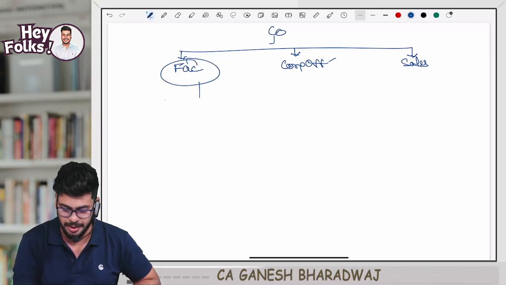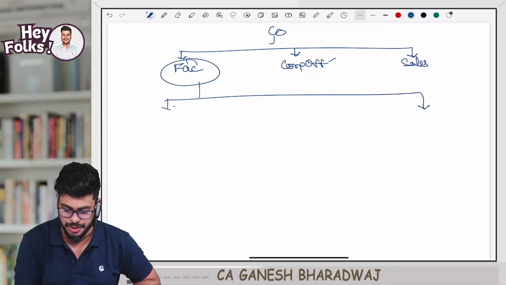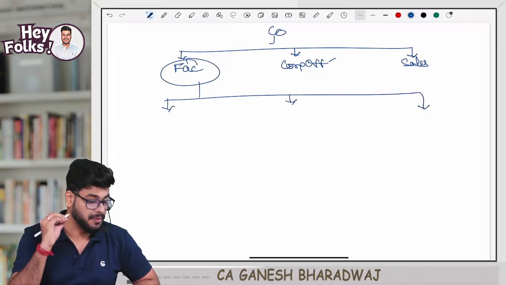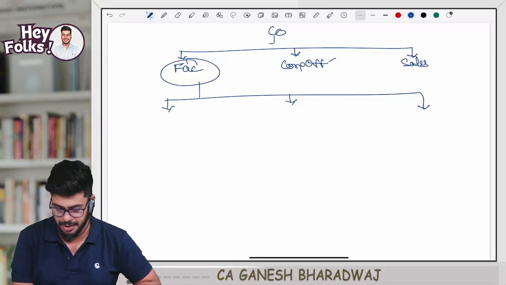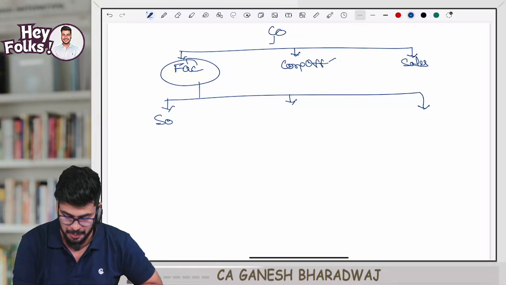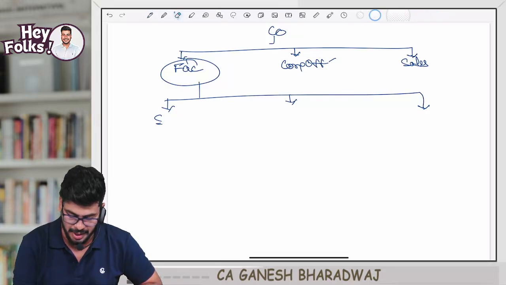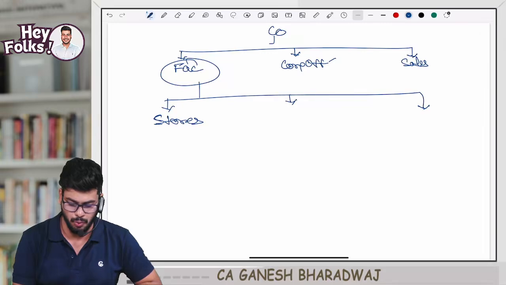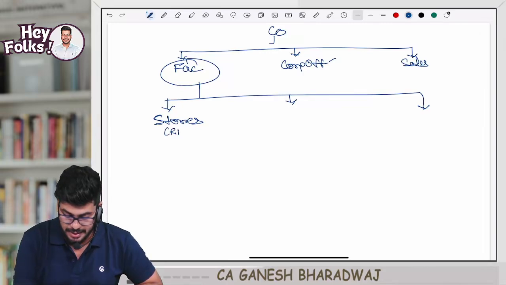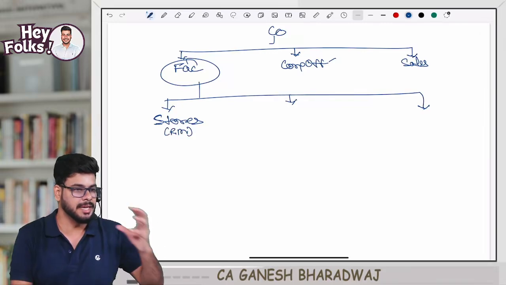Inside a factory, further there are three locations. What are the three locations inside a factory? First, you have a place called stores. Now, what is this area? This is the place where raw material gets stored.